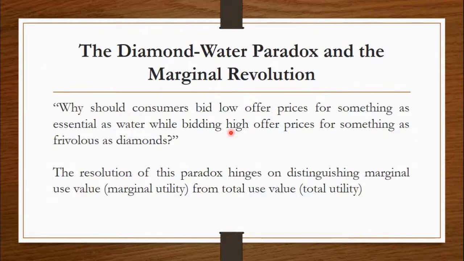So, to answer this diamond-water paradox, you need to distinguish between marginal use value or marginal utility and the total use value. Di ba, when we talk about water, we know that water is abundant in nature, di ba? It is abundant in comparison to your diamonds.